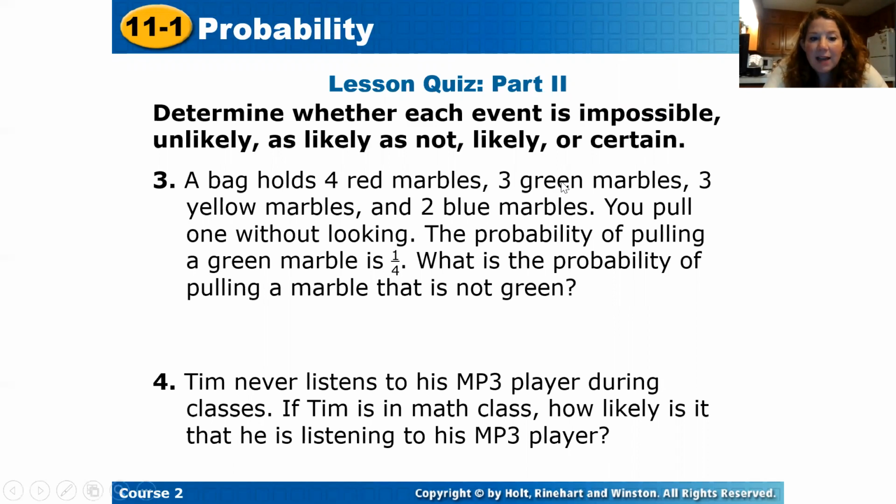What is the probability of pulling out a marble that is not green? Well, if there's a 1 out of 4 chance of getting a green one, then you would subtract that from 1 whole. And that means the probability of pulling out a marble that is not green is 3/4, which is going to be likely.